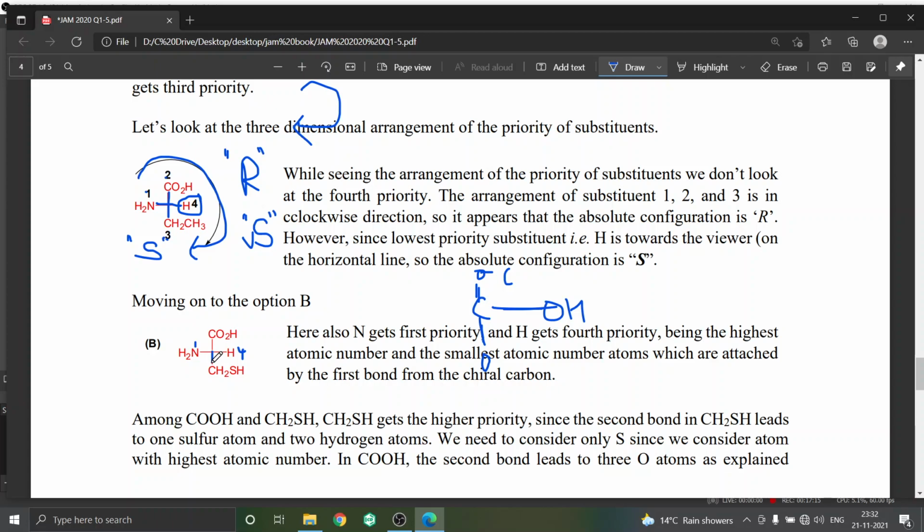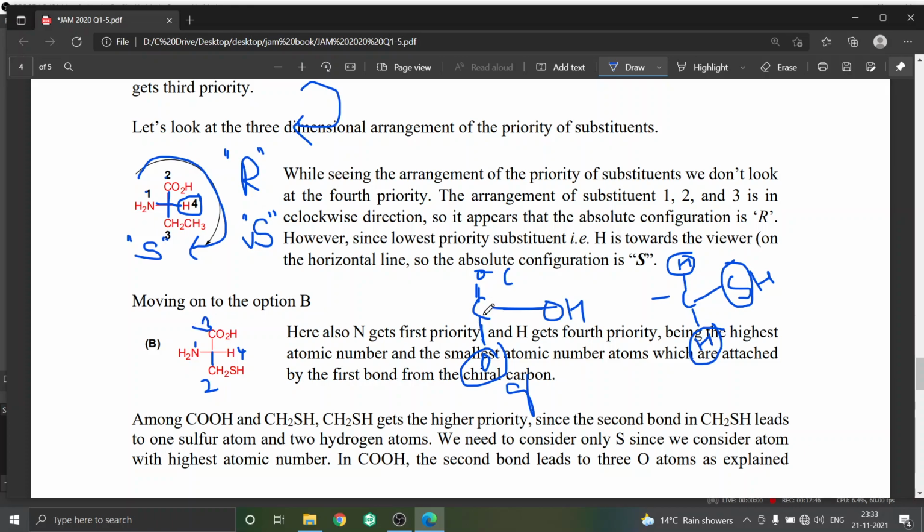When I come to here, this is very interesting. So here it is carbon. Now this carbon is attached to two hydrogens and sulfur, right? We don't bother about hydrogen. We always look at the atom with the highest atomic number. So the highest atomic number is sulfur, whose atomic number is 16. Here the highest atomic number was oxygen, which was 8. So hands down, this will win. This will get second priority and this will get third priority.